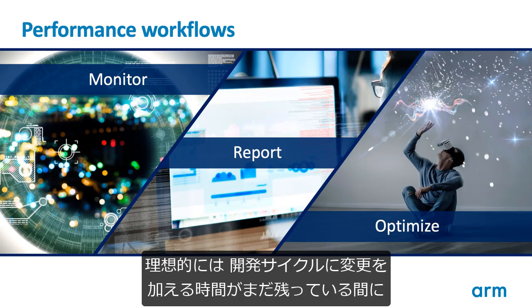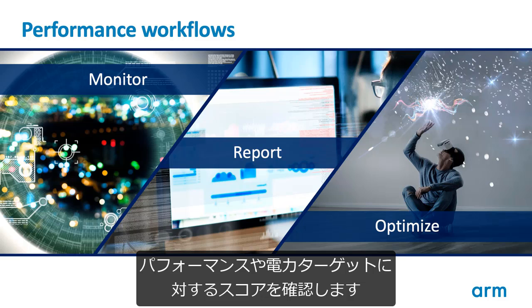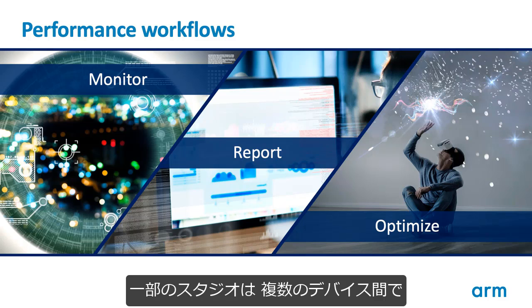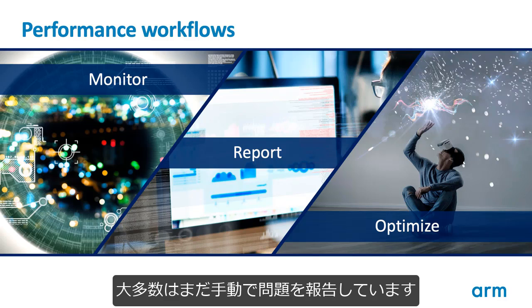Ideally, you want to monitor performance regularly throughout development to check how you are scoring against your performance or power targets when there is still time left in the development cycle to make changes. Some studios are using continuous integration and automated testing across multiple devices to automate this process, but the majority are still using human playtesters to report issues.